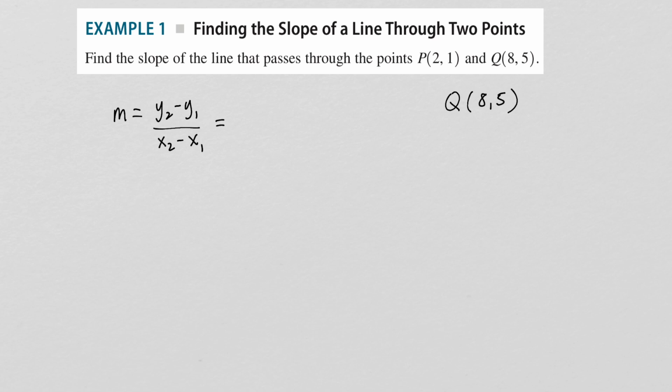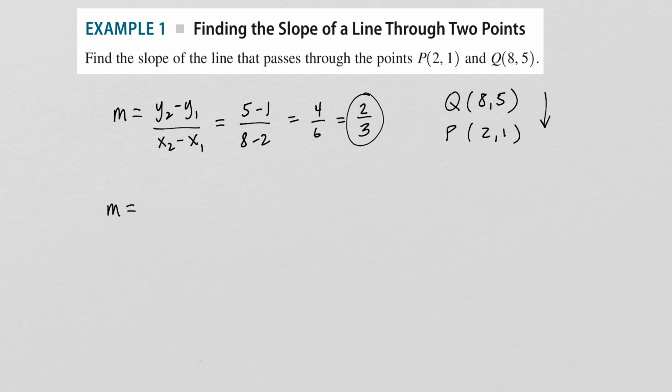So for example, if I think of Q as being the second point and P as being the first point, I'm basically just subtracting in this direction. And so when I do y2 minus y1, that would just be 5 take away 1. And x2 minus x1 is 8 minus 2. And this is 4 divided by 6, which will simplify to be 2/3.